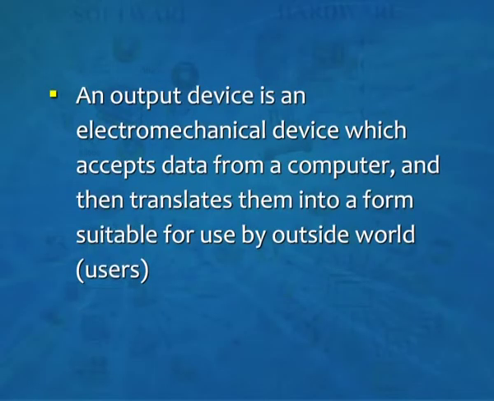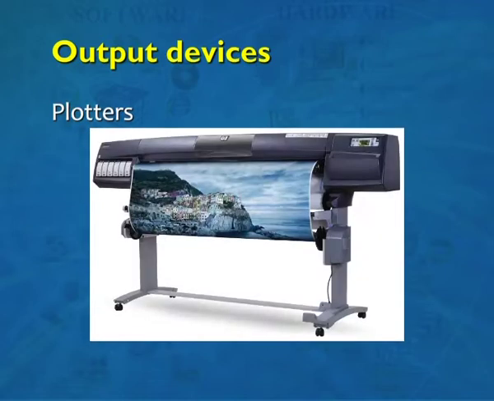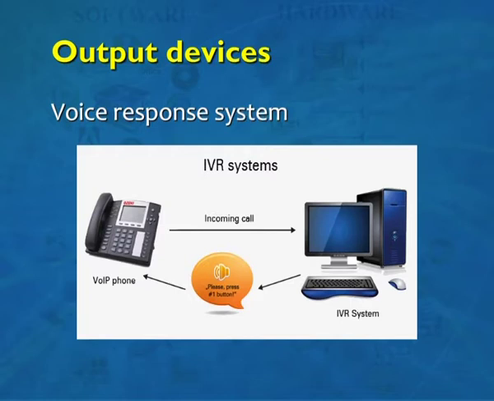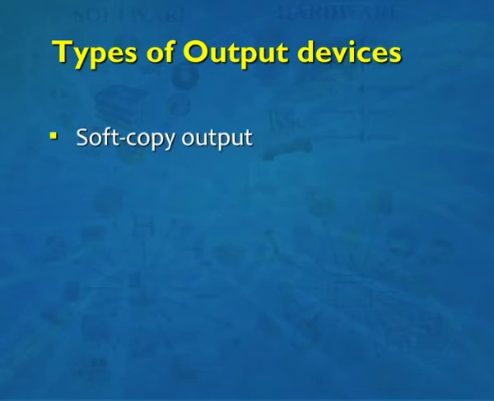An output device is an electromechanical device which accepts data from a computer and then translates them into a form suitable for use by the outside world, that is users. Various output devices are monitors, printers, plotters, screen image projectors, and voice response systems. The output that is generated by a computer is mainly of two types. Number 1, soft copy output.